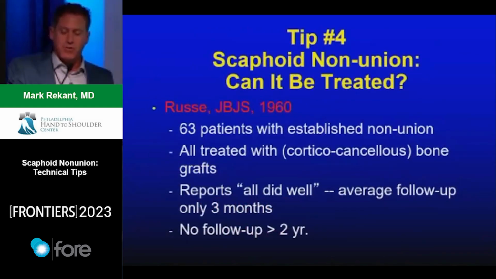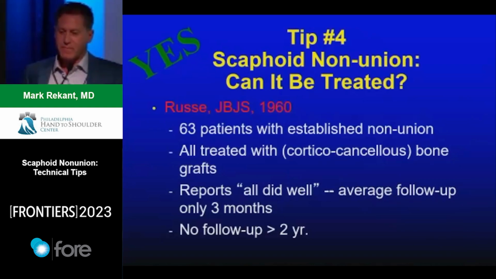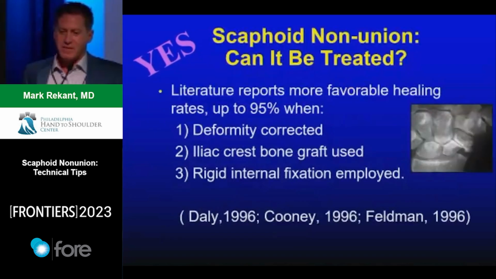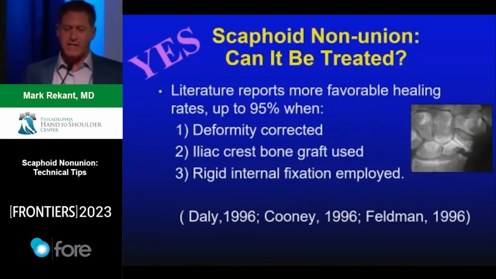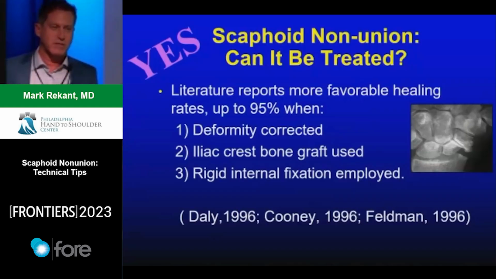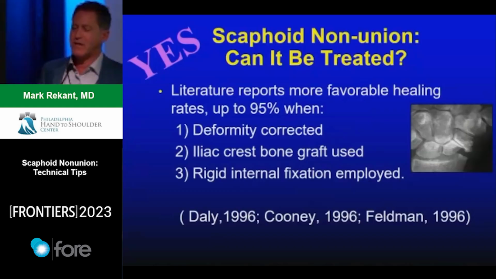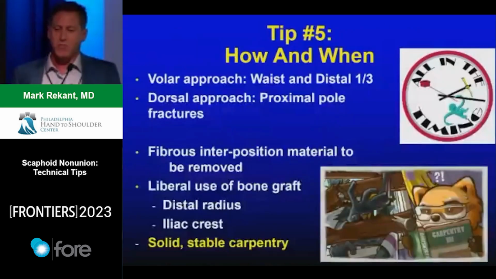Tip 4 is they can be treated. Roos is the classic article talking about bone grafting and stable fixation with good healing rates. Here's another paper demonstrating healing rates of 95% with the deformity being corrected. They did use iliac crest and rigid internal fixation. So I think those are the takeaway points. If you learn nothing else from this talk, it is again, proper carpentry, as we just heard with the distal radius, is the key. And that can obviously just be the theme for this morning.